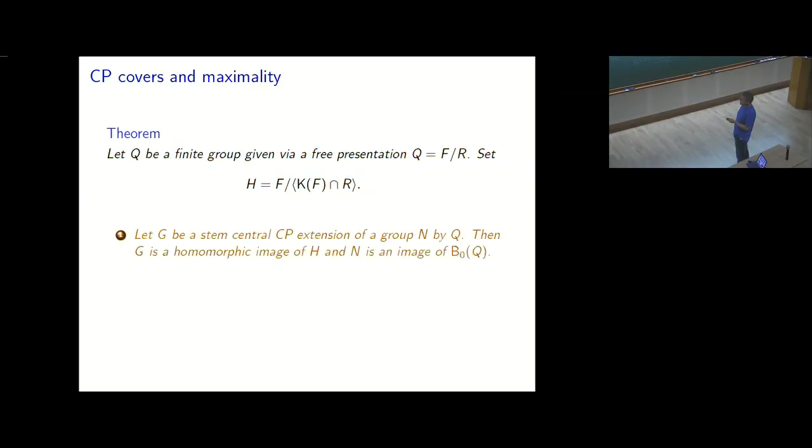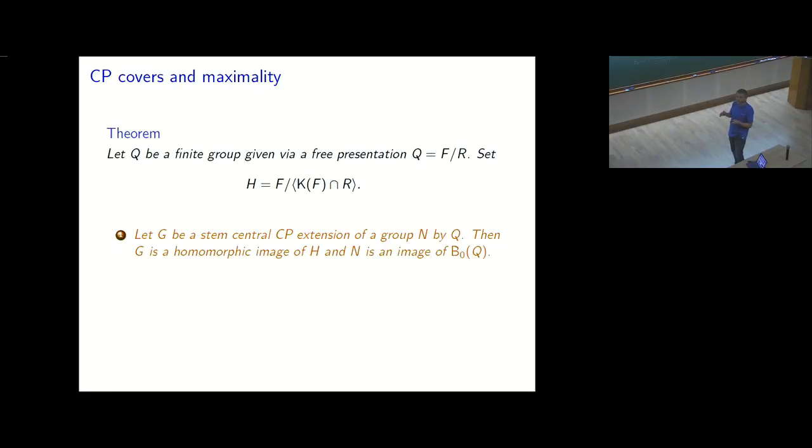And if you have a stem CP extension which is central, then G is actually a homomorphic image of this one. So all the extensions are actually images of this one. You can obtain all of them by quotienting this one. And if you look at this, this one is an image of this one, which means that all the kernels are of order at most the order of B naught of Q. Okay, which also gives a reason why it's called a maximal extension.